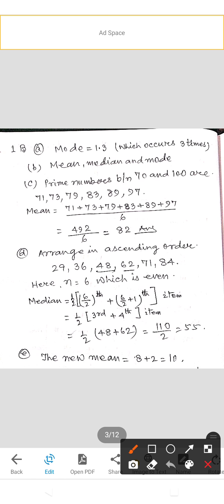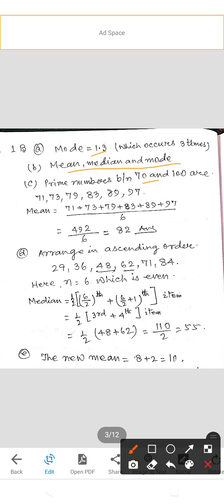Now question number 1b. Question 1. Calculate the mode of the given observations. So first of all we arrange; mode equals 1.3, which occurs 3 times. So mode equals 1.3. Name the three measures of central tendency. You know that mean, median and mode are called the three measures of central tendency.